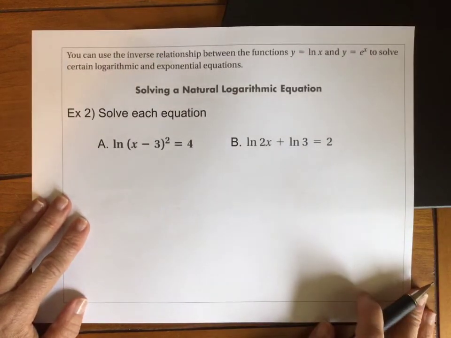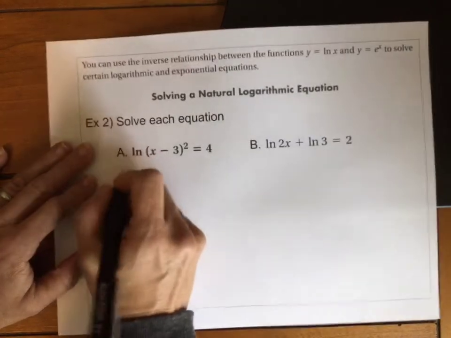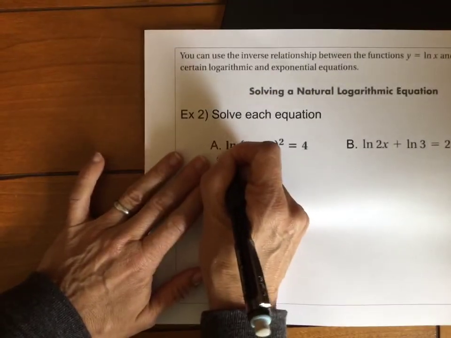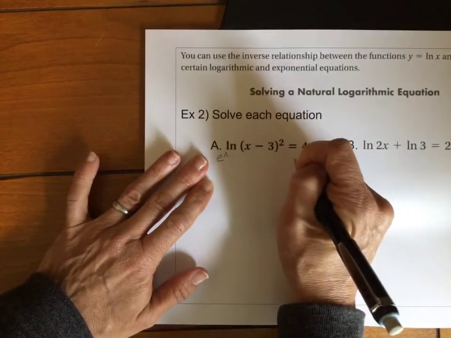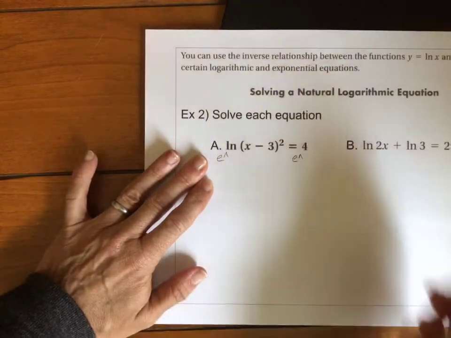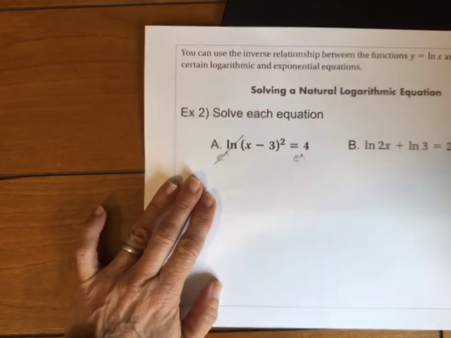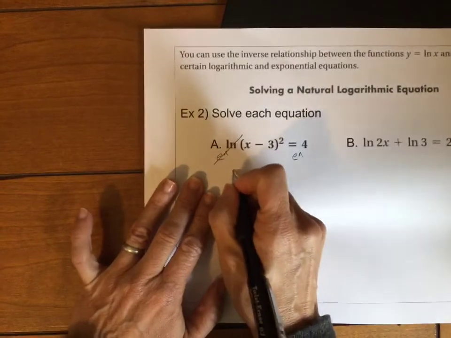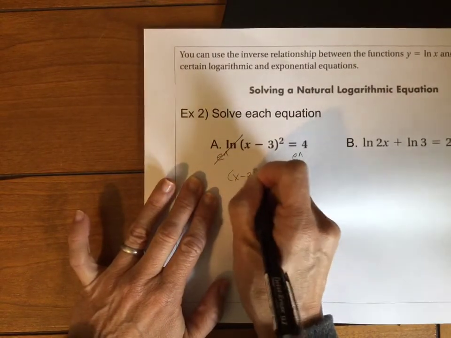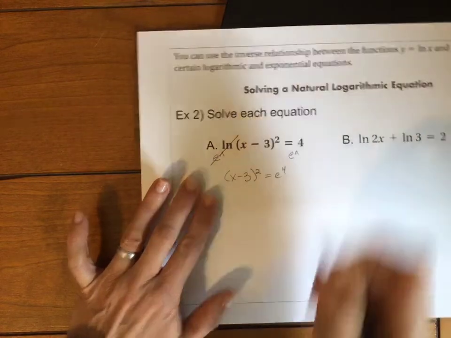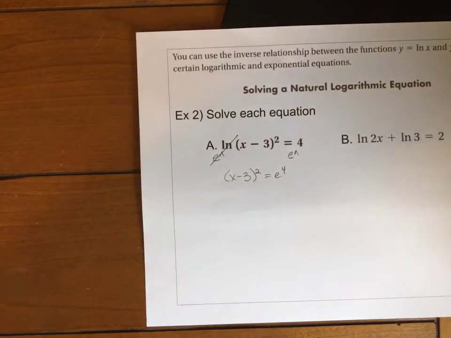I'm going to do the inverse of log, which in this case, I'm going to exponentiate with the natural number e. So e to the power of all of this and e to the power of 4. Now over here, these undo each other, leaving me with x minus 3 squared equals e to the 4th. We need to get x by itself. So what am I going to do? I want to solve for x.